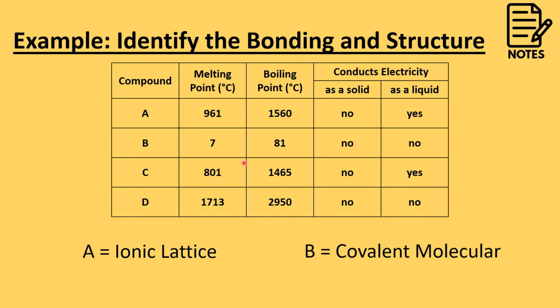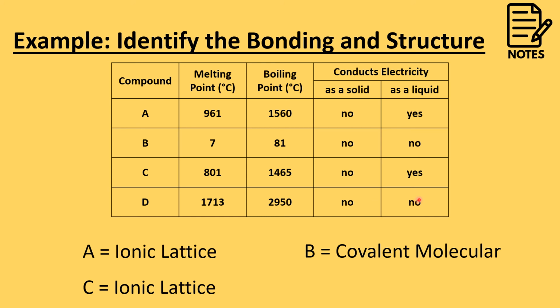For C, we start again with the conduction of electricity. What we find is that it doesn't conduct as a solid, it does as a liquid, and therefore not even going to bother looking at the temperatures, it's an ionic lattice. Nice and straightforward. For D, we go back to the scenario of having no and no.